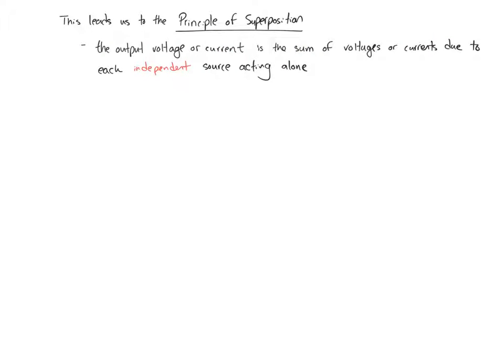So these properties of linear circuits lead us to the principle of superposition, which is defined as: the output voltage or current, so the voltage across an element or current through an element, can be determined by taking the summation of the individual voltages or currents due to each independent source acting alone.